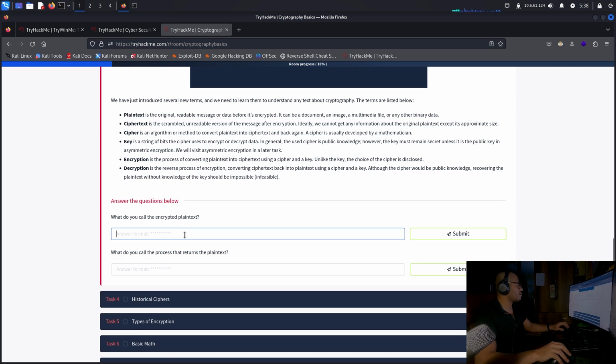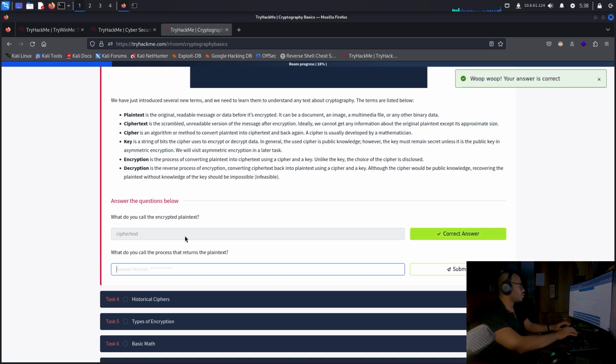Okay, what do you call the encrypted plaintext? I guess ciphertext. And what do you call the process that returns the plaintext? That's decryption.